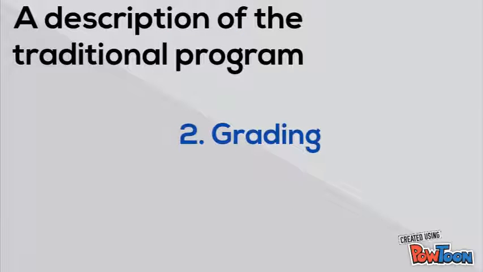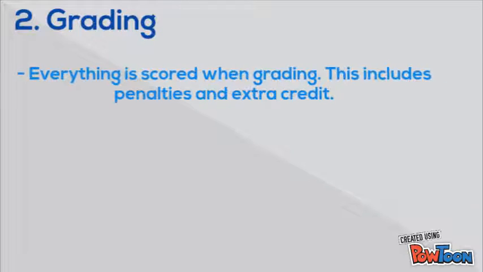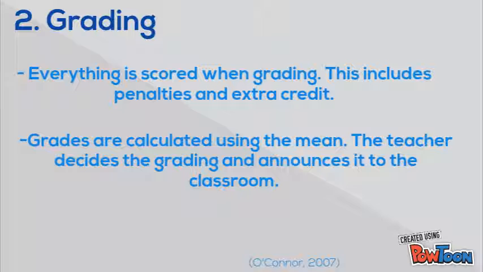The next portion of the system that will be reviewed is the grading. When grading, everything is scored. This includes penalties and extra credit, regardless of the purpose. Grades are calculated using the mean. The teacher decides the grading and announces it to the classroom, which can also lead to confusion between the parents and students on what the final grade will consist of as a whole.